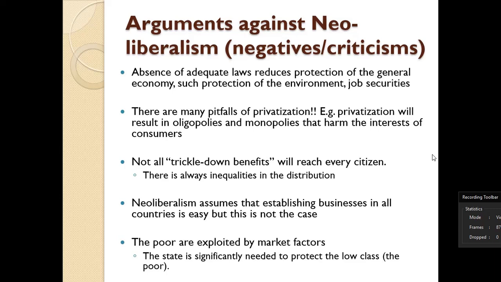Then there are many, of course, pitfalls of privatization. For instance, monopolies, where you have a few individuals owning the entire market, and that is not good for the other market players. Then, of course, while the neoliberals argue that the benefits would trickle down to other individuals, not every citizen would benefit from such development benefits equally. The poor would still get less, and the rich would get richer. So there are always inequalities of distribution. And then, of course, the poor are exploited by the market factors, so the state is needed to protect them.